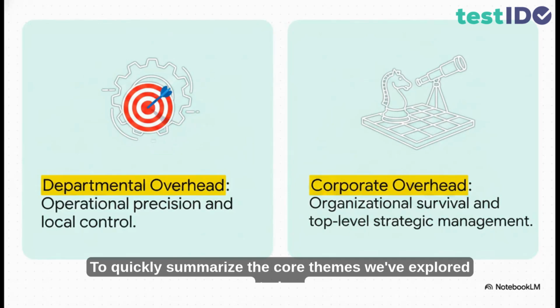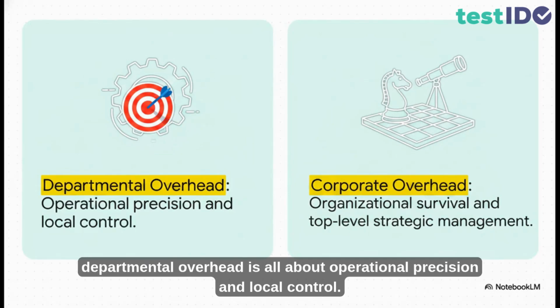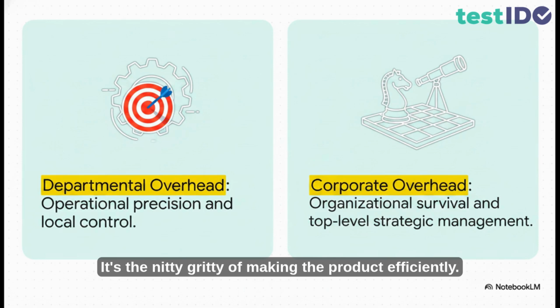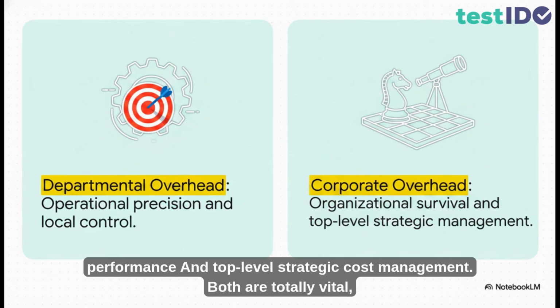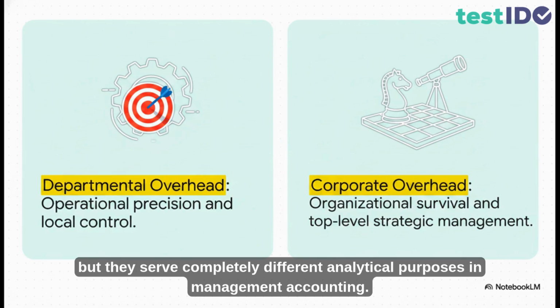To quickly summarize the core themes we've explored today, departmental overhead is all about operational precision and local control. It's the nitty-gritty of making the product efficiently. Corporate overhead, on the flip side, is about organizational survival and top-level strategic cost management. Both are totally vital, but they serve completely different analytical purposes in management accounting.